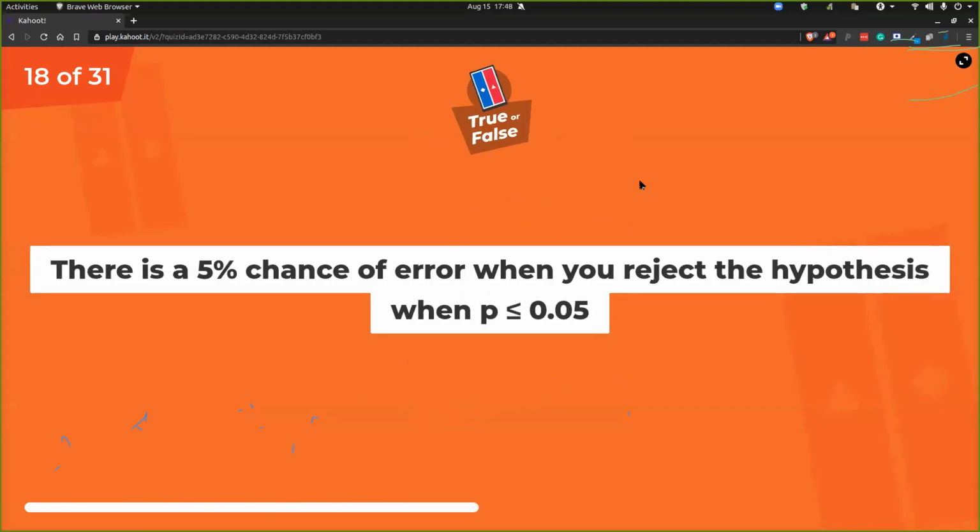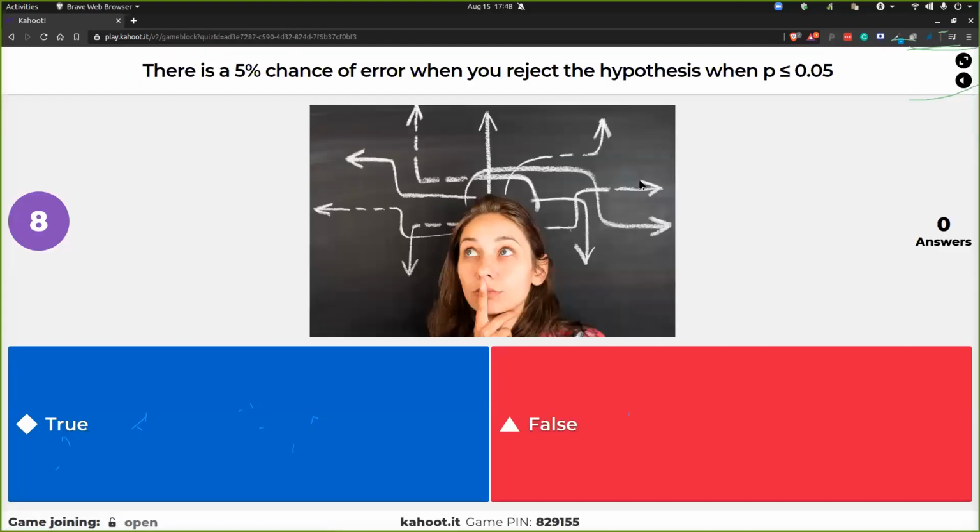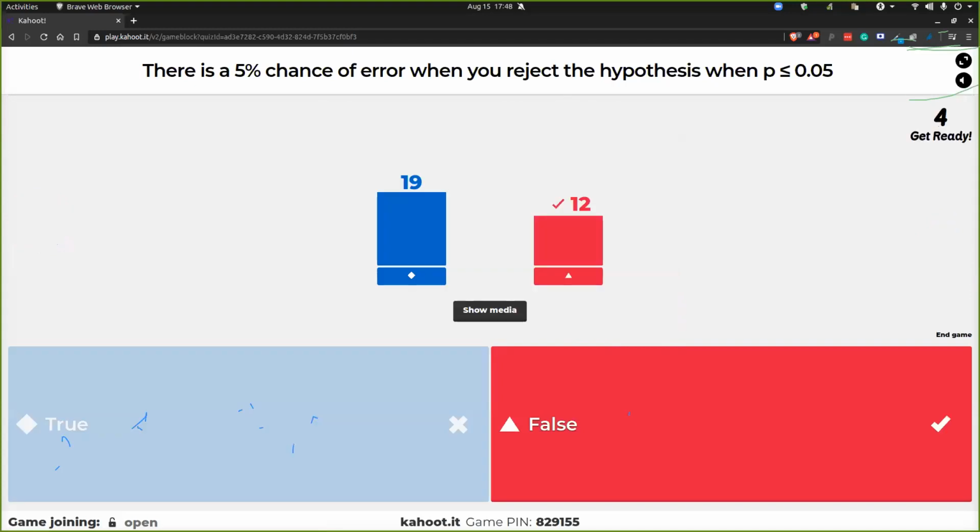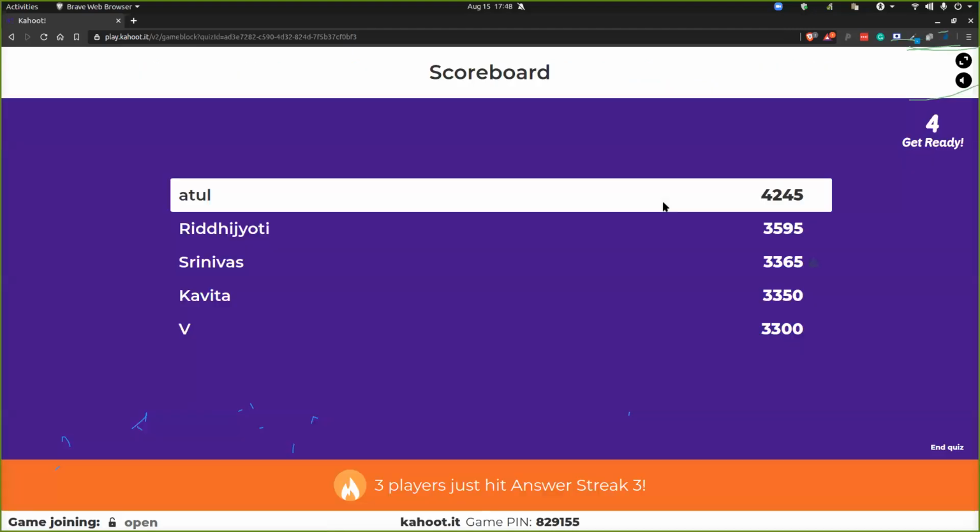There is a 5% chance of error when you reject the hypothesis when p-value is less than 0.05. Okay. Now this is interesting.